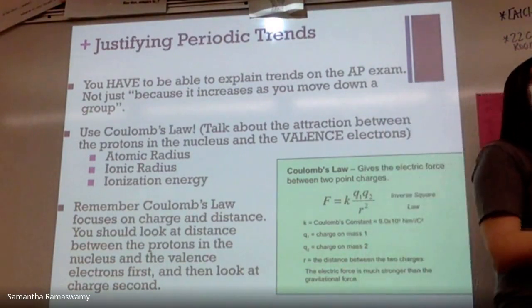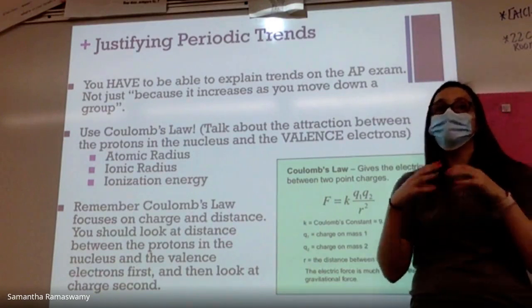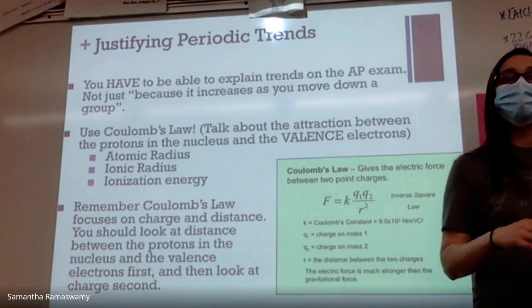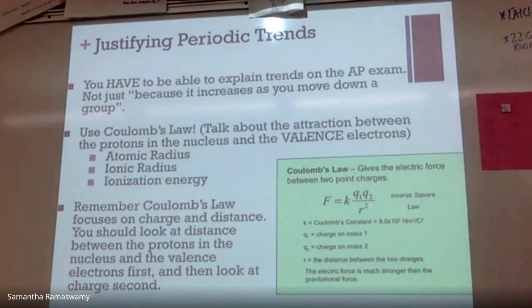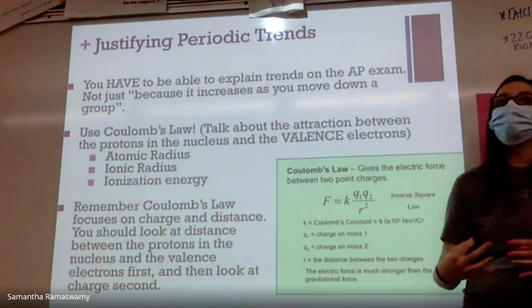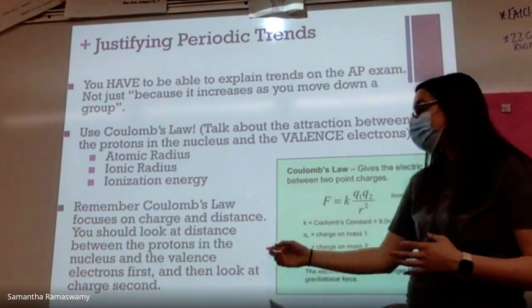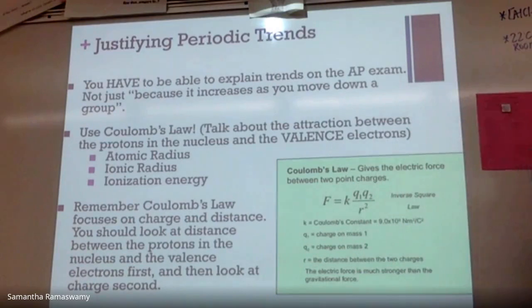If the valence electrons are approximately the same distance, they're in the same value of n. State that, write that down. So sodium and magnesium both have their valence electrons in n equals 3. If distance is about the same, then go to charge.